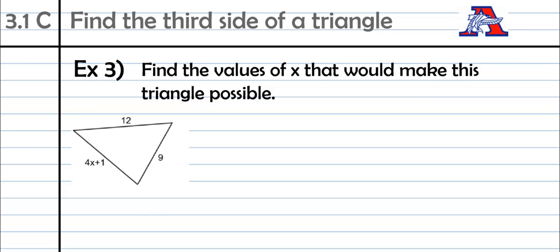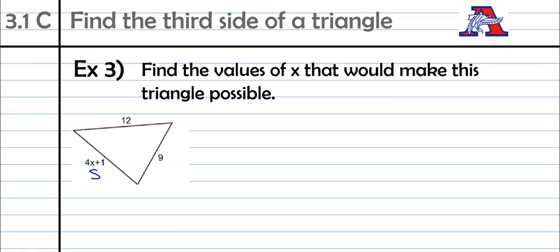All right, and then another example here. This one's a little trickier. Something like this probably will come up on a test, just more of a challenge problem, but definitely not something that you couldn't handle. So this is going to take a little bit more time to go through, but I think we can handle it. So it says find the values of x that would make this triangle possible. So same strategy we've been using.